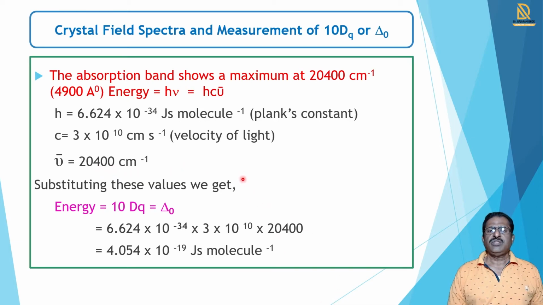Now substituting these values in the equation, energy is equal to 10 Dq. So we know that E is the 10 Dq. So 10 Dq is equal to hc ν̄. We add the values: 6.624 × 10^-34 × 3 × 10^10 × 20400, and by solving this we get 4.054 × 10^-19 joule per molecule.